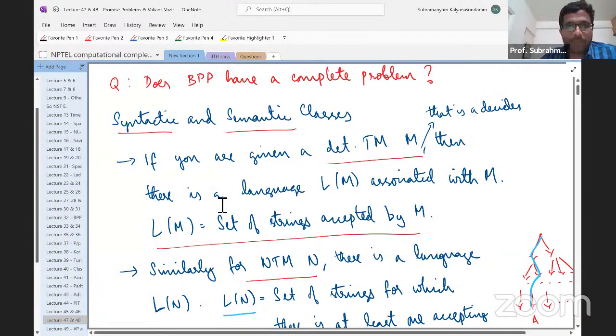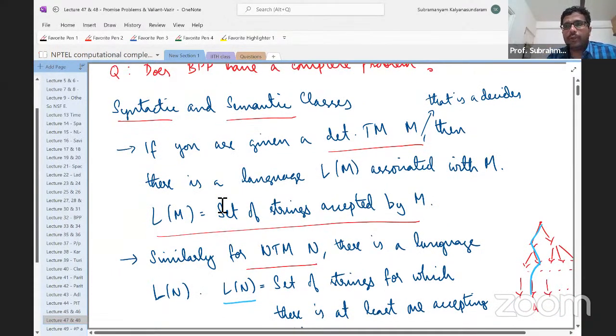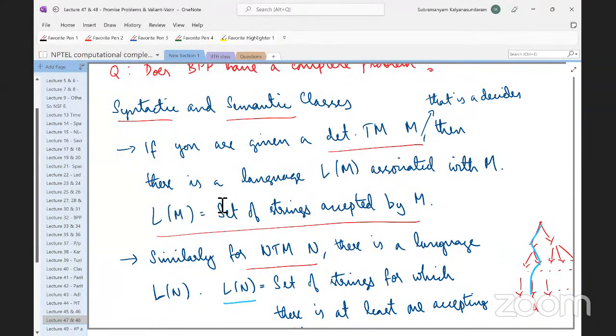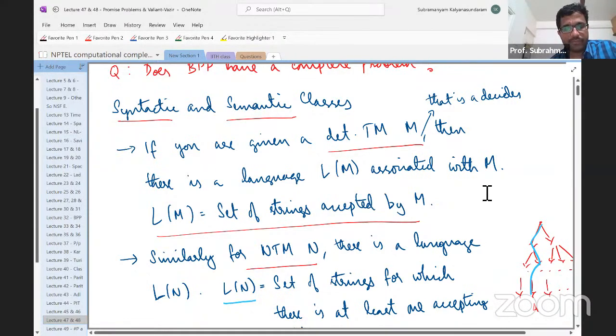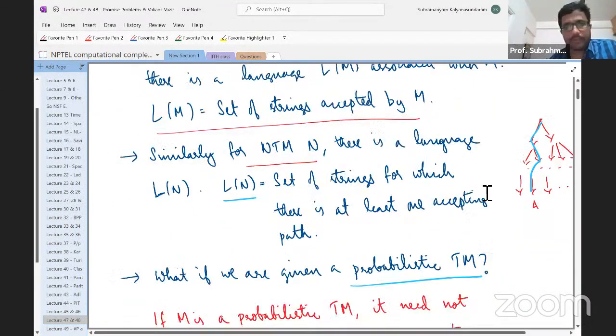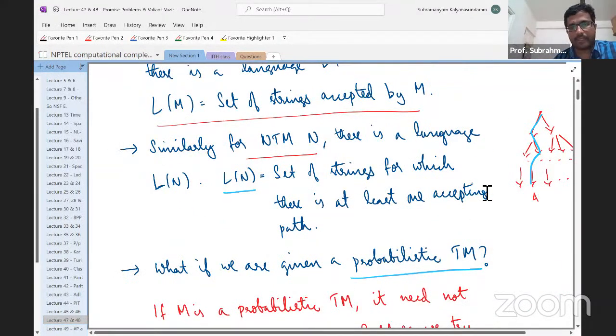Semantic means, see, given a Turing machine, now let's say a deterministic Turing machine, it either accepts a string or does not accept a string, right? So there is a clear-cut language associated with this Turing machine. We know what the strings accepted by this are, and these strings give rise to a language. A non-deterministic Turing machine also gives rise to a language.